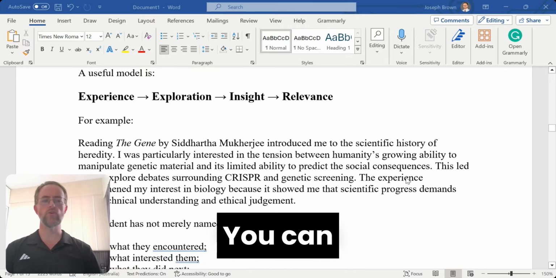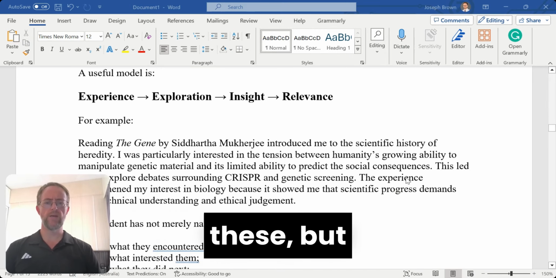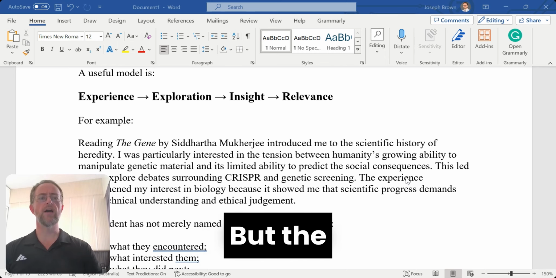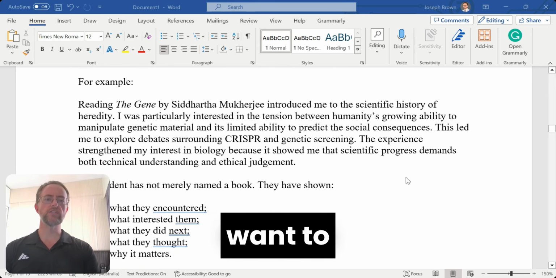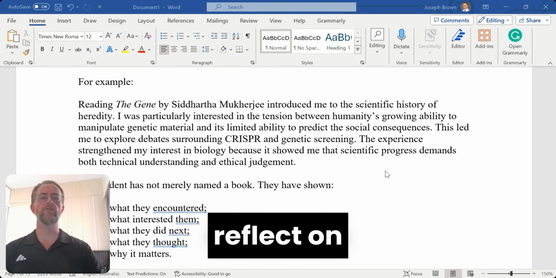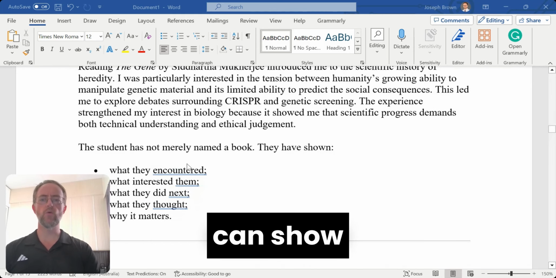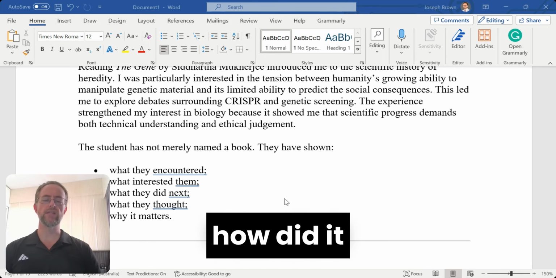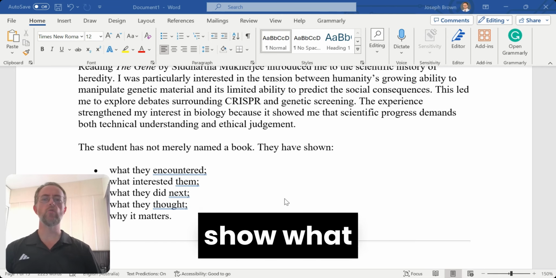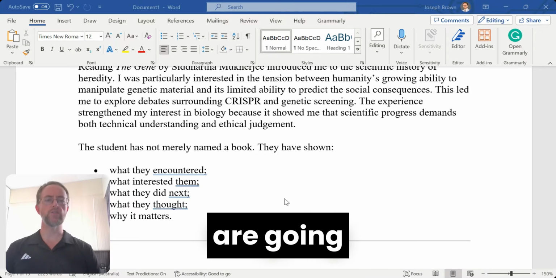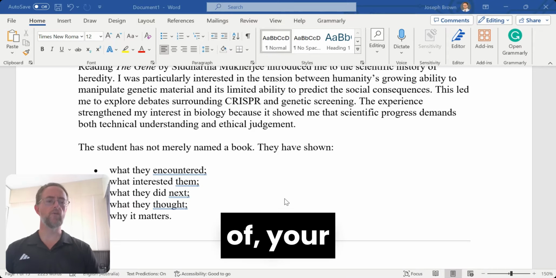There are some examples. You can pause and read through all of these, but I don't want to spend too long reading through all of this. But the idea is that you want to give clear examples of what you have done, and reflect on them so that you can show what you encountered. You can show that interest. You can show what you did. How did it lead you to do new things? It can show what you thought, and it can show why it matters. And through that, you are going to be showing the qualities of your academic discipline, your inquiry, and your interest.